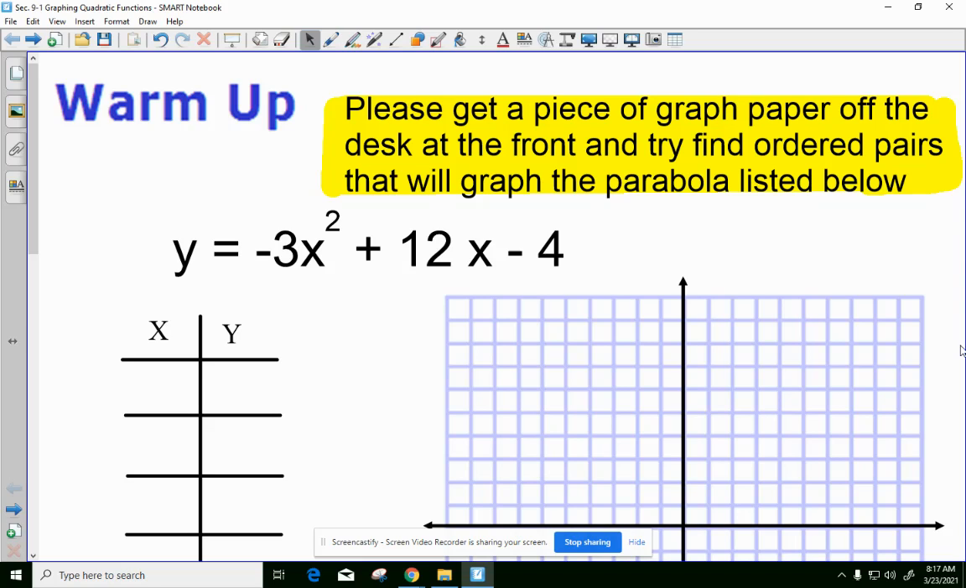Can't treat this the same way that I would treat a linear graph, a straight line, because there is no such thing as a slope here, so I can't go that route. What values should I choose if I want to graph? That's kind of what you should be thinking.